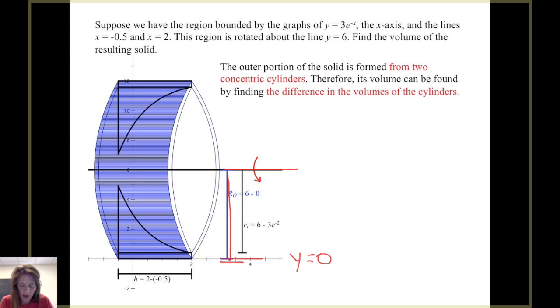The inner radius will come by determining the difference in the y equals 6 and the value of my function there at x equals 2. So the inner radius comes from 6 minus 3 times e to the negative 2.